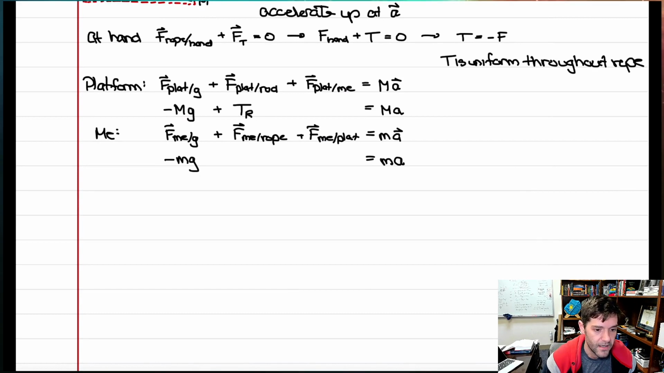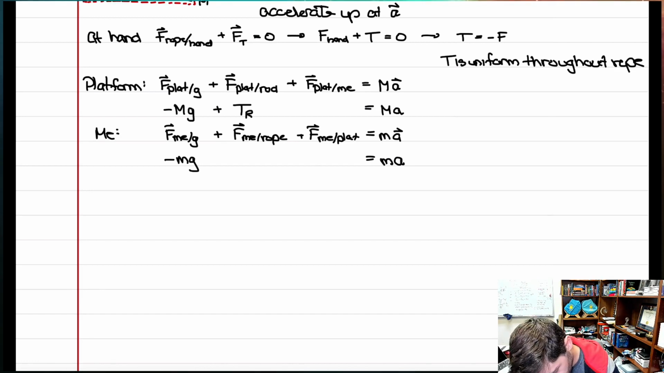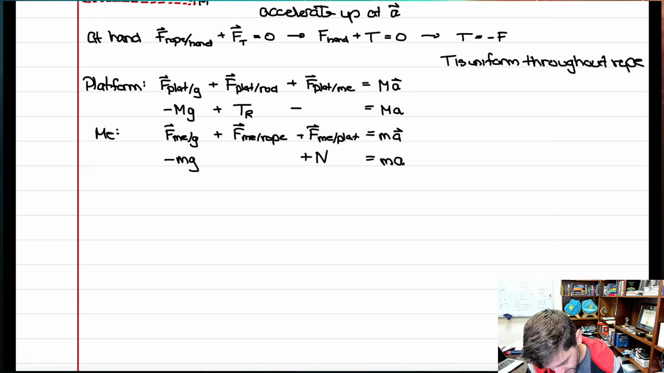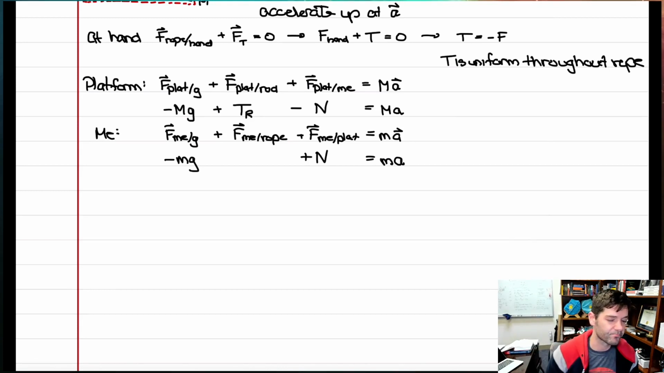Now, on me from platform in the vertical direction, well, that just sounds like the normal component pushing up, that the platform is pushing up on me. So I might call that positive n if you want to use that as signifying the normal component, the contact force between the platform and my feet. But then we can go back up to the platform and look, on platform from me, that sounds like a Newton's third law partner to on me from platform. And indeed, it is. So this better be negative n in that case.